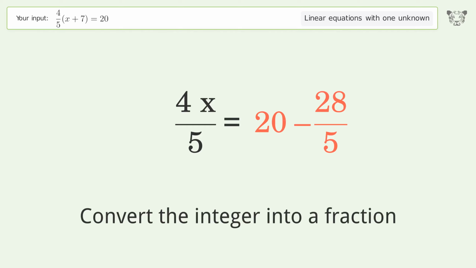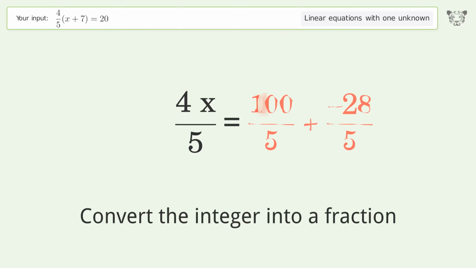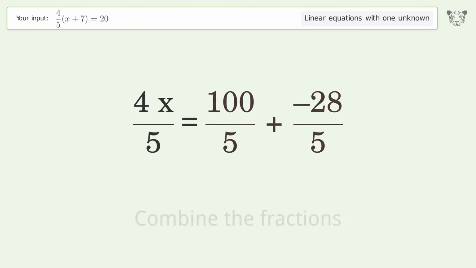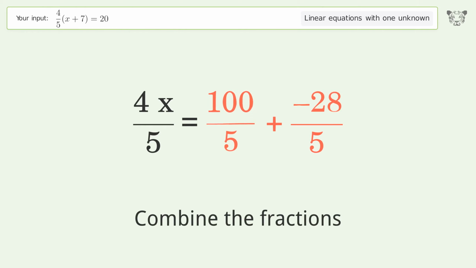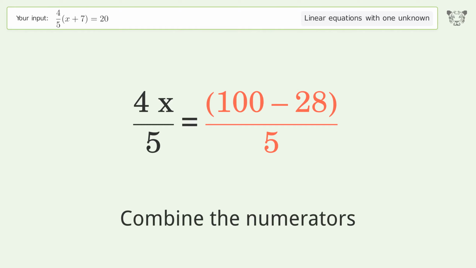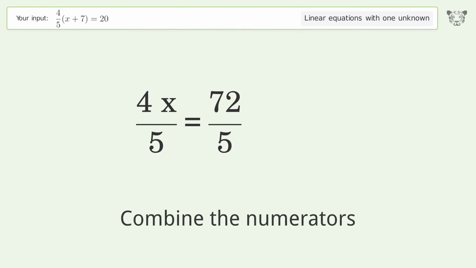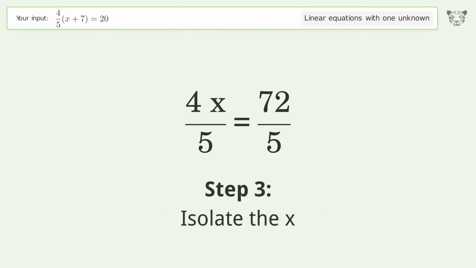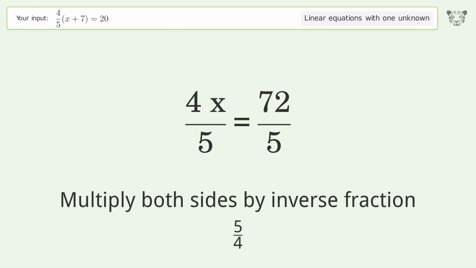Convert the integer into a fraction. Combine the fractions. Combine the numerators. Isolate the x. Multiply both sides by inverse fraction 5/4.